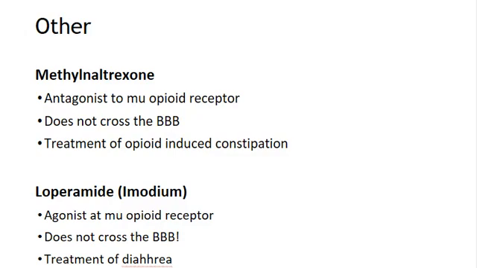The other drug that we talked about a long time ago was loperamide, or Imodium. This is an agonist at the mu receptor. It doesn't cross the blood-brain barrier, and because it's constipation promoting, it's a great treatment for diarrhea.